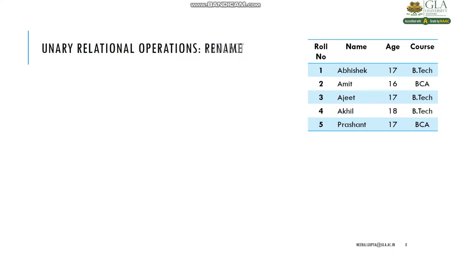Now the properties of project. The number of tuples in the result of the project is always less than or equal to the number of tuples in R, and if we have taken a key in R, then the number of tuples is equal. And project is not commutative.